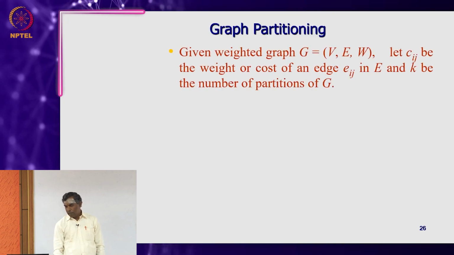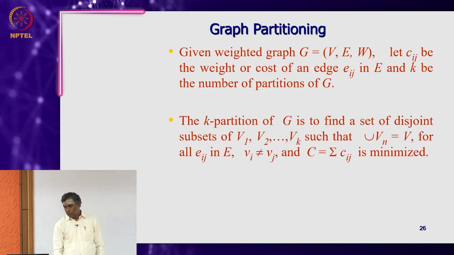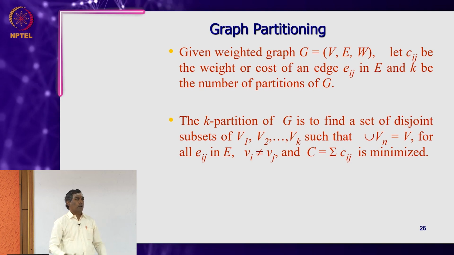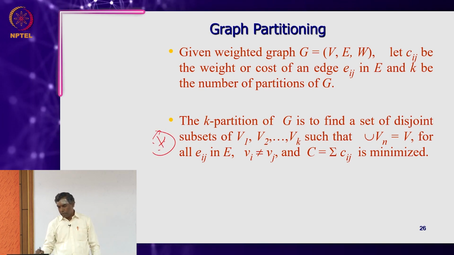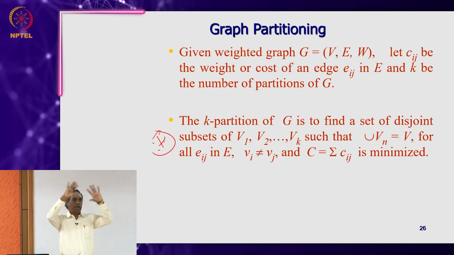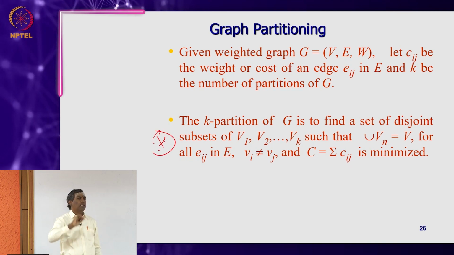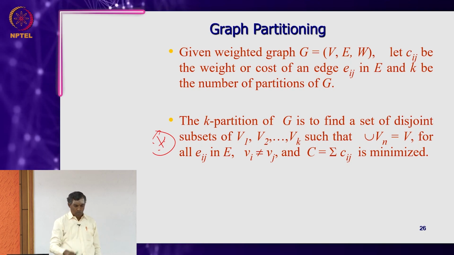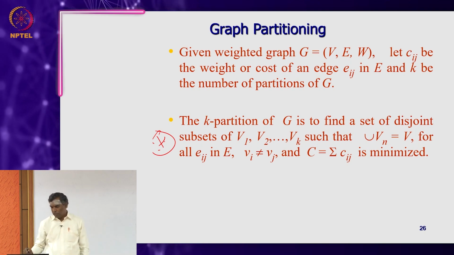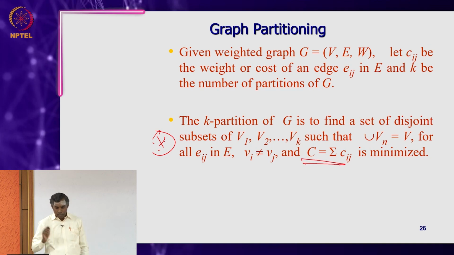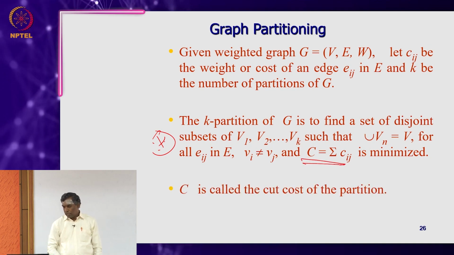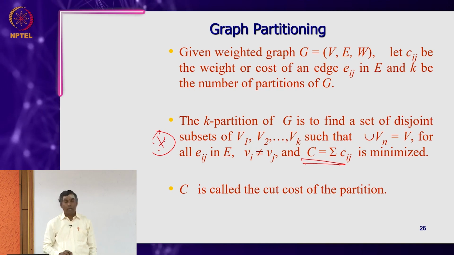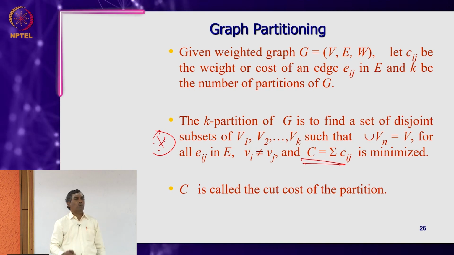We take it as a two-way partition. The logic of this partition is that you try to partition the graph such that the interconnection edge weights are minimized. I want to minimize this. I will give an example, do not worry. This minimization value we call the cut cost, so basically you have to reduce the cut cost.